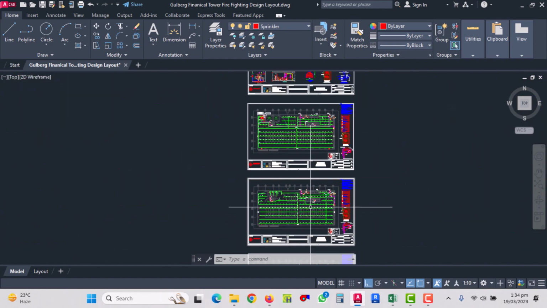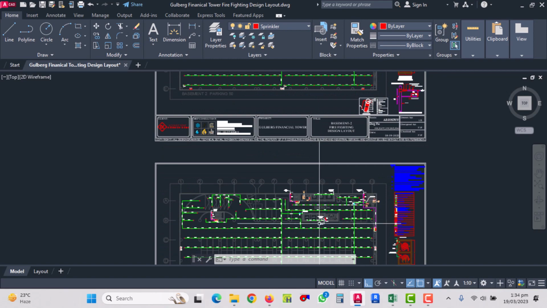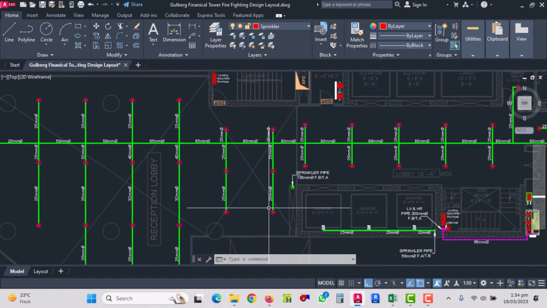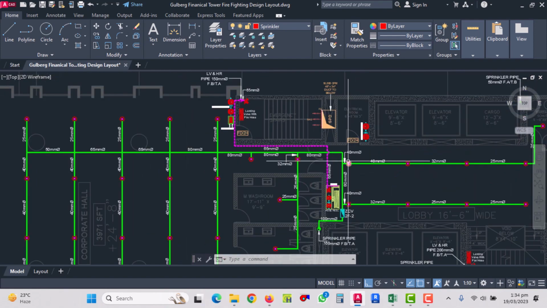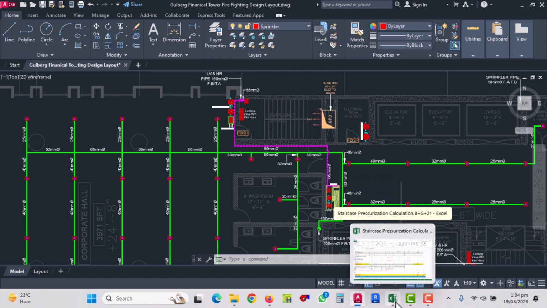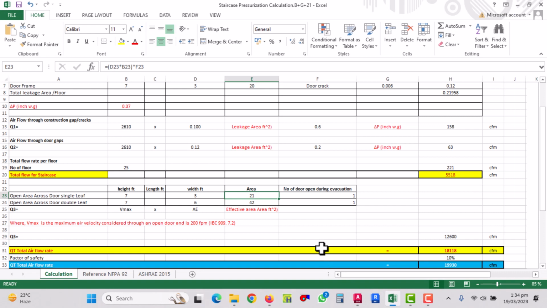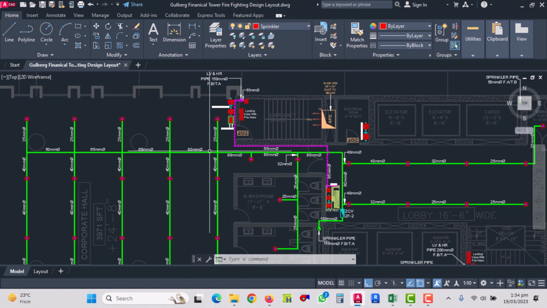Let me show you to clarify your concept. Here you can see when the fire happened, the people will go from this area to this area. So this door and this door will be open. We usually consider three doors, but in this practical example, we will check how many doors are open during evacuation. So I consider two doors. One is double leaf and one is single leaf. Here you can see this is a double leaf door and this is a single leaf door. These two doors will be open when the fire happened and the people will evacuate this way.